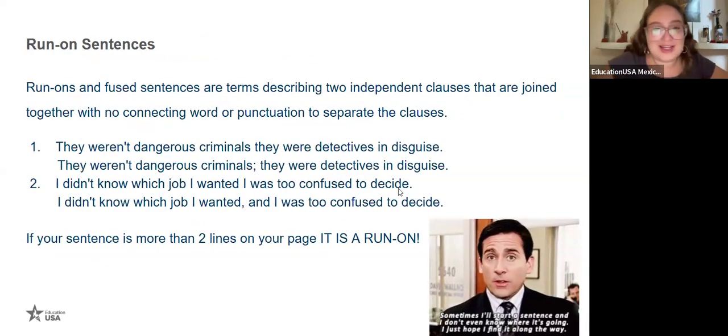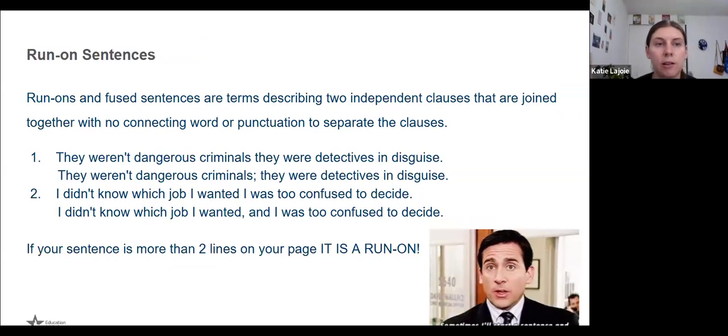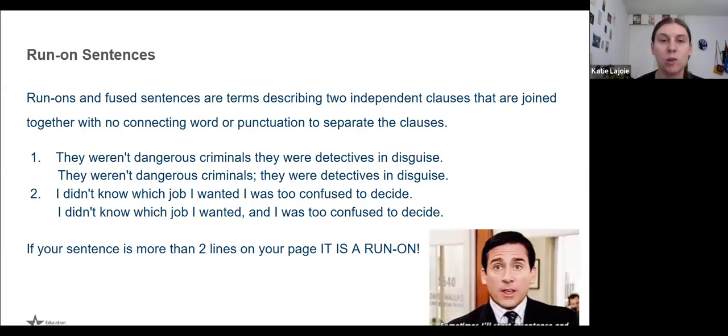All right, I'm going to pass it over to Katie for the run-on sentences. All right. So one thing I don't like to say hate a lot, but one thing I passionately hate are run-on sentences. So what is that? Run-on sentences are terms describing two independent clauses that are joined together with no connecting word or punctuation to separate the clauses. Basically, what does this look like? Students will send me an essay to revise, and a whole paragraph, maybe it's half a page long, is one sentence.